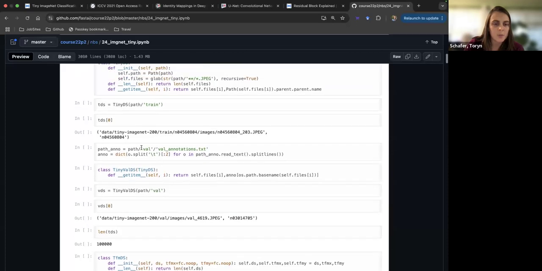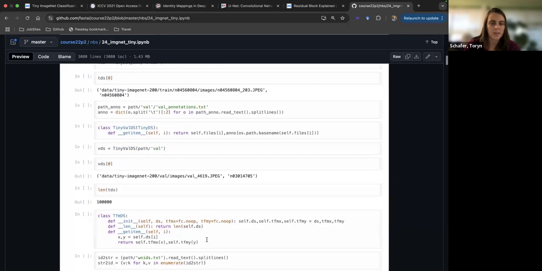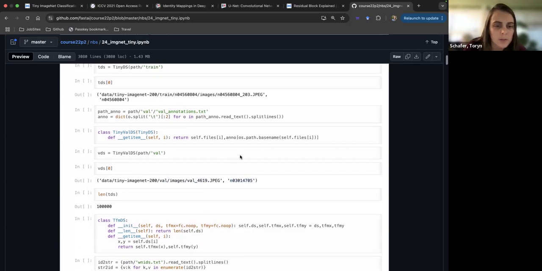Okay, but then the validation one was different. I'm guessing because they didn't want to have the labels in the validation set. So the validation set has this sort of structure. It just has a name, and then I believe the true label, he had to get it from something else. Tiny validation. He's reading the annotation from somewhere else.